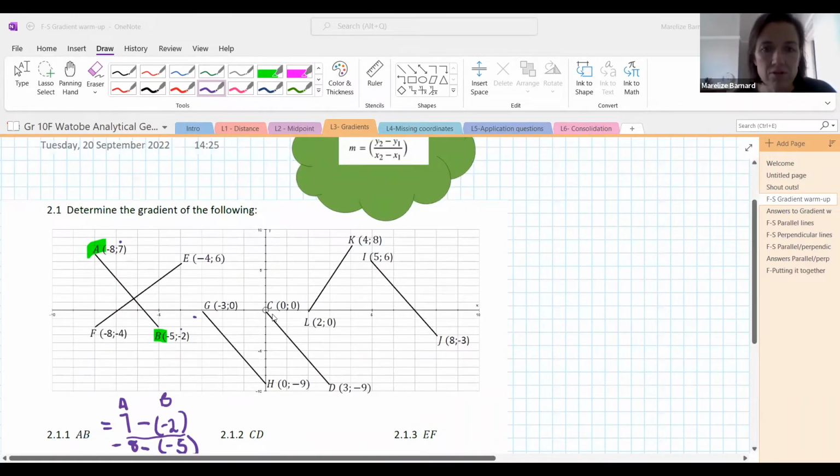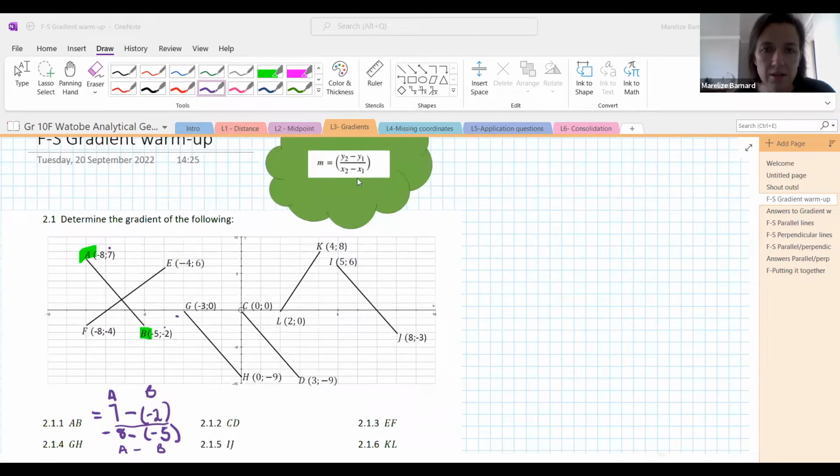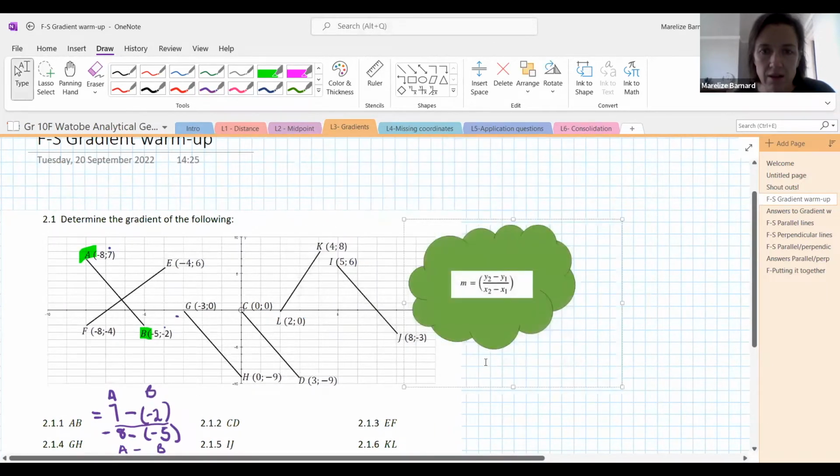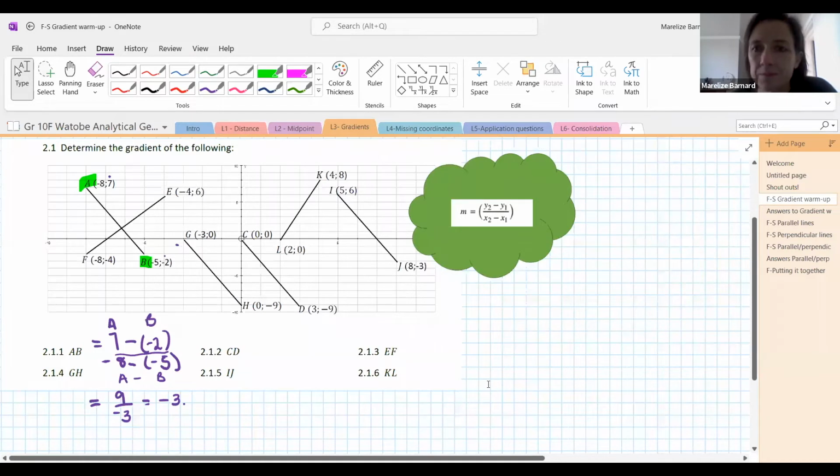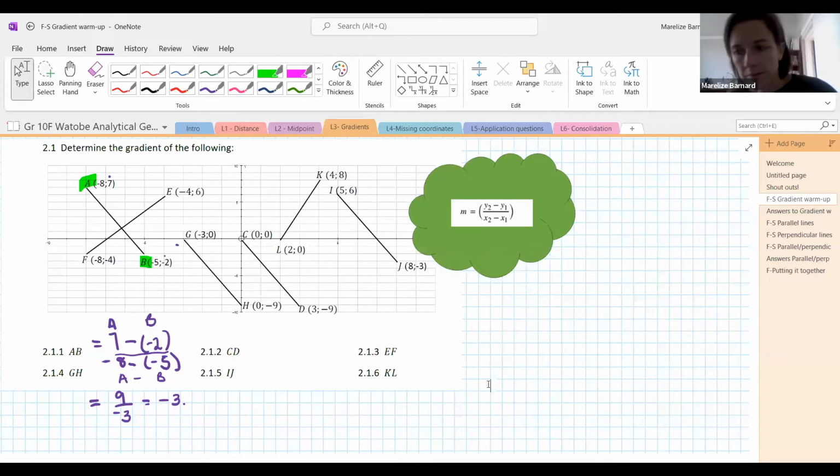Okay, let me maybe do this. Let me actually move this here, and then we can do that. Okay. Okay, so pop your answer in the chat if you've got the gradient of CD.